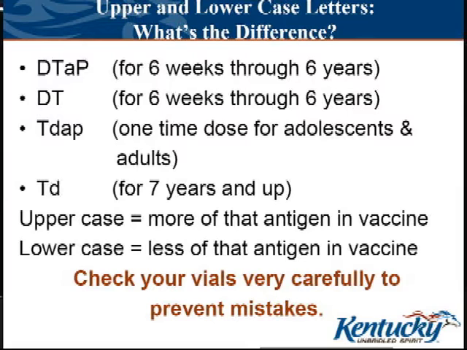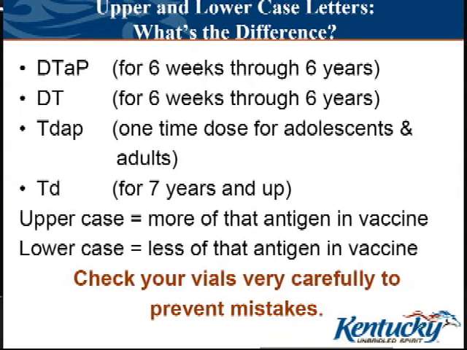And then I just want to go over the difference between upper and lowercase letters when it pertains to diphtheria, tetanus, and pertussis containing vaccines. If you'll just notice the top line, it's the DTaP. That's licensed for 6 weeks through 6 years of age, and all of the letters are capitalized: diphtheria, tetanus, acellular pertussis, because they have more of those particular antigens in the vaccine. The second one is DT, diphtheria, tetanus. It's the same vaccine as the top, except they have taken the pertussis out of it for children who cannot have that particular type of vaccine.